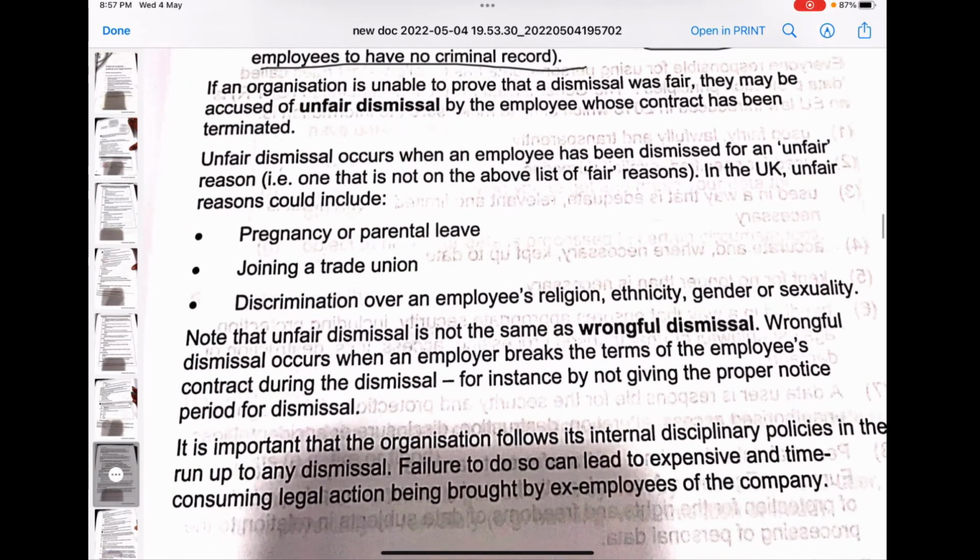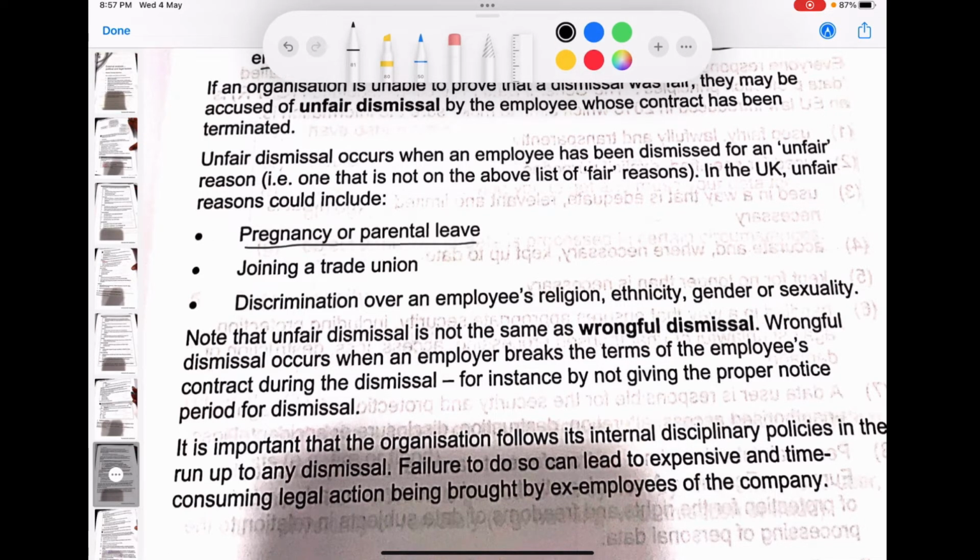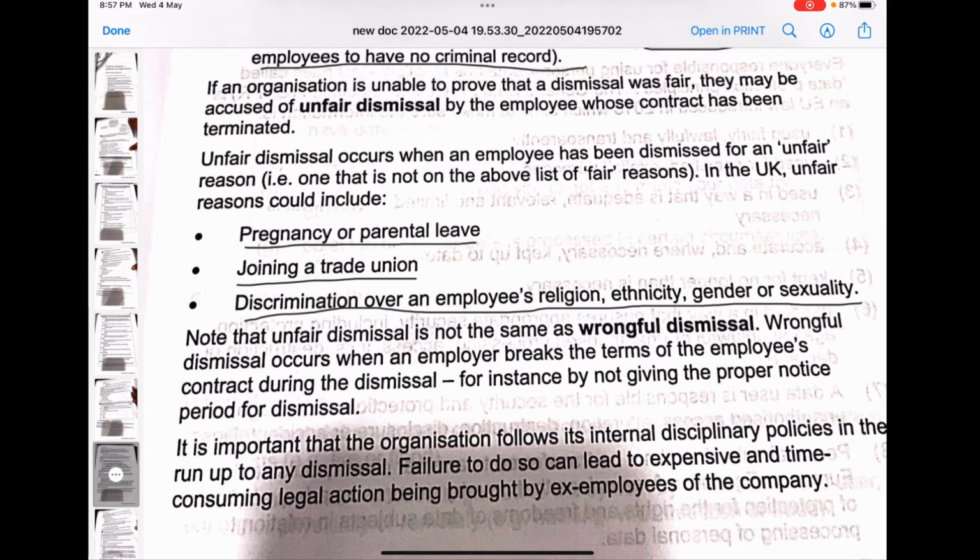Unfair dismissal occurs when an employee has been dismissed for an unfair reason, one that is not on the above list of fair reasons. In the UK, unfair reasons could include pregnancy or parental leave, joining a trade union, or discrimination over an employee's religion, ethnicity, gender, or sexuality. So, if an employee is dismissed based on these reasons, then it is unfair.